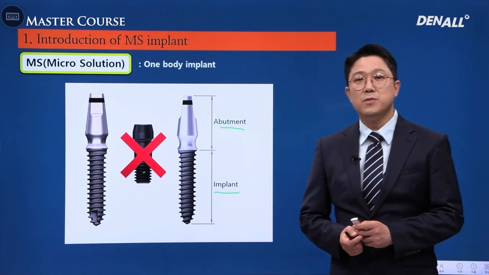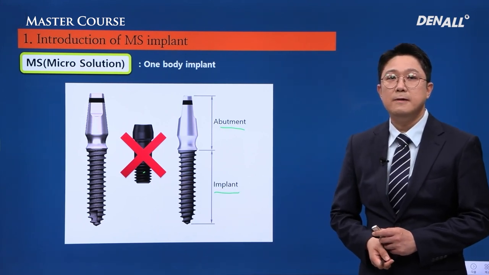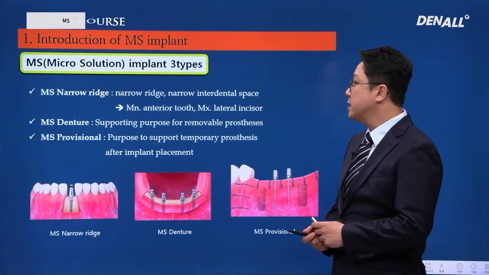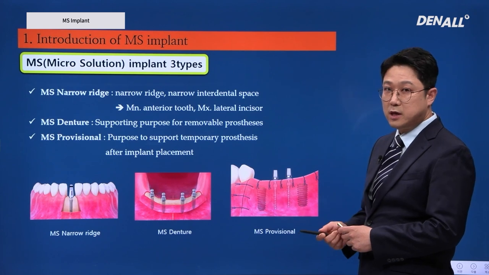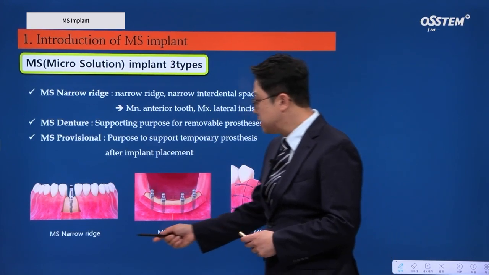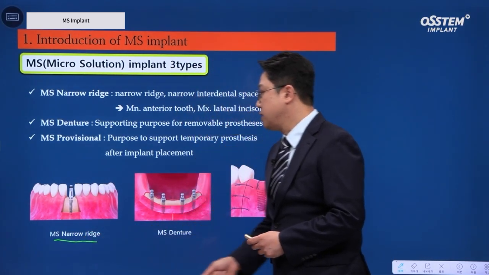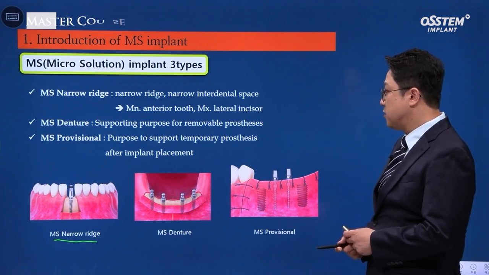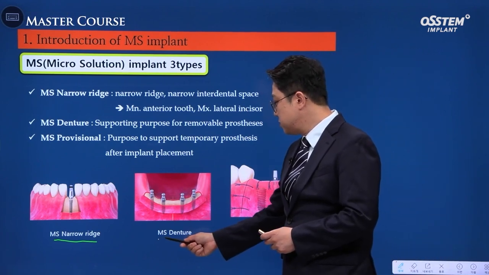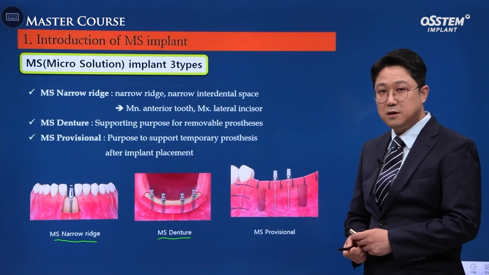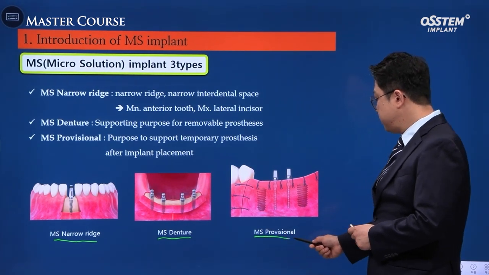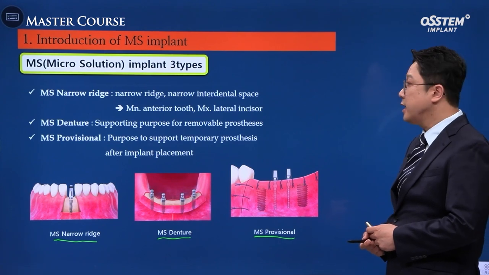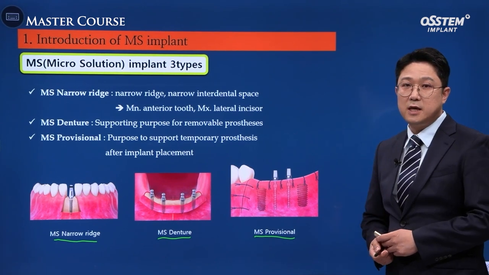MS implant can be divided into three. MS narrow ridge type implant is for crown fabrication. Another is MS denture implant, which can be used for denture support. Another one is MS provisional, used for provisional fabrication. Because of time constraint, I'm going to focus on MS narrow ridge.